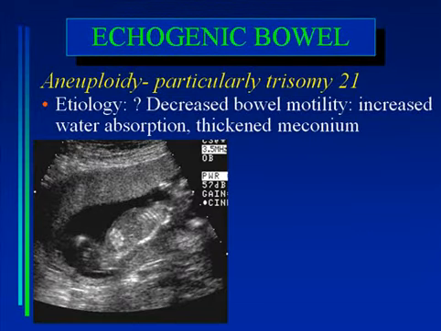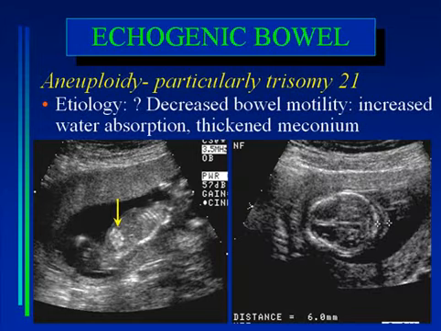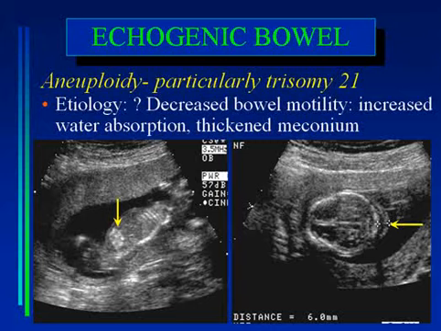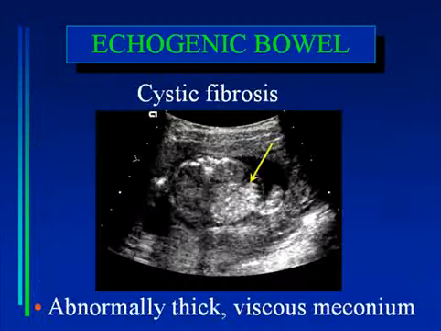Echogenic bowel is seen in fetuses with aneuploidy, and in particular trisomy 21. Here is an example of echogenic bowel in a fetus who also had a thickened nuchal fold, with the nuchal fold measuring 6 millimeters. We don't know exactly why you see echogenic bowel in fetuses with aneuploidies, but it has been postulated that it may be due to decreased bowel motility, which then allows for increased water resorption and thickened meconium.